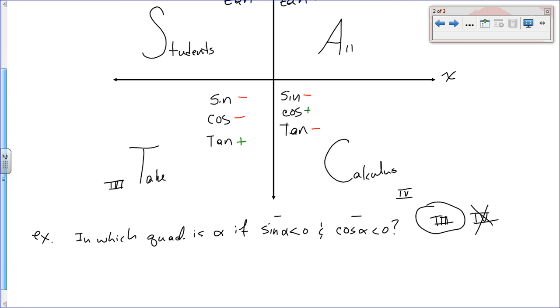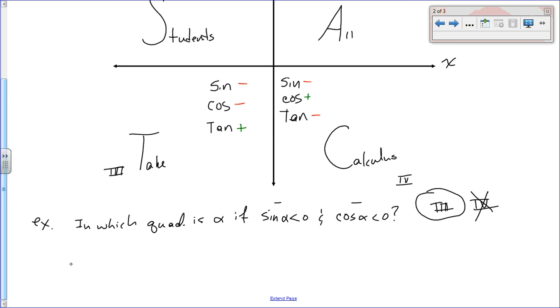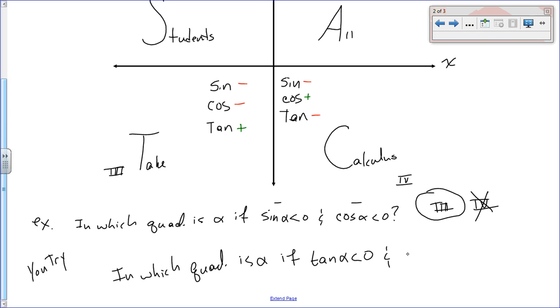All right, I'll give you a try. I want you to try this one. In which quadrant is alpha if the tangent of alpha is negative and the sine of alpha is greater than 0? All right, so take a few moments and figure this one out.